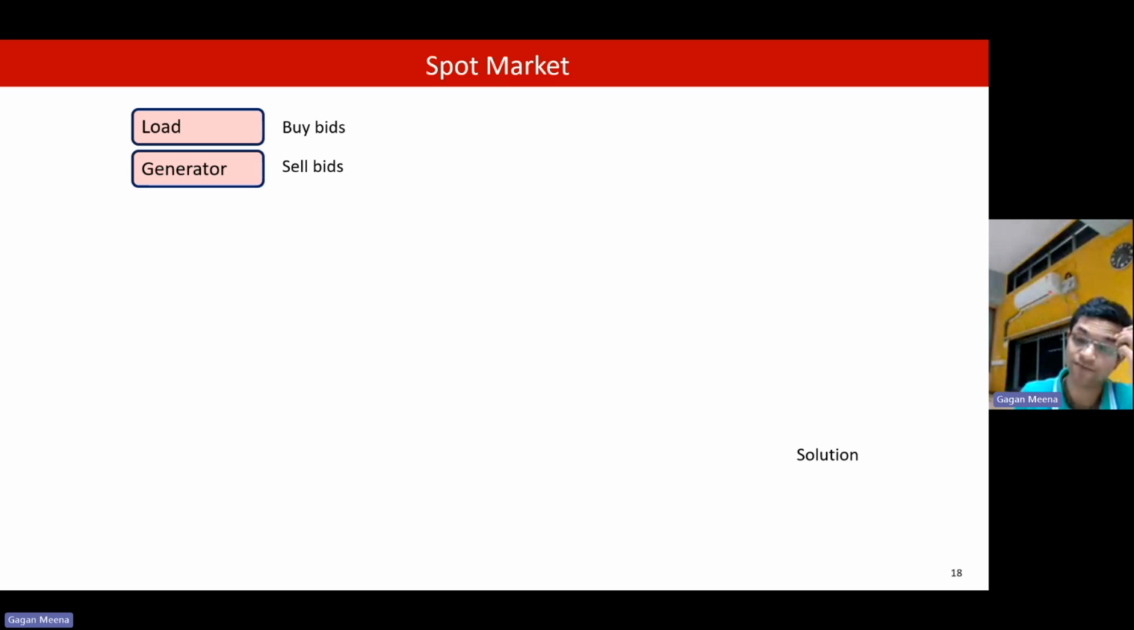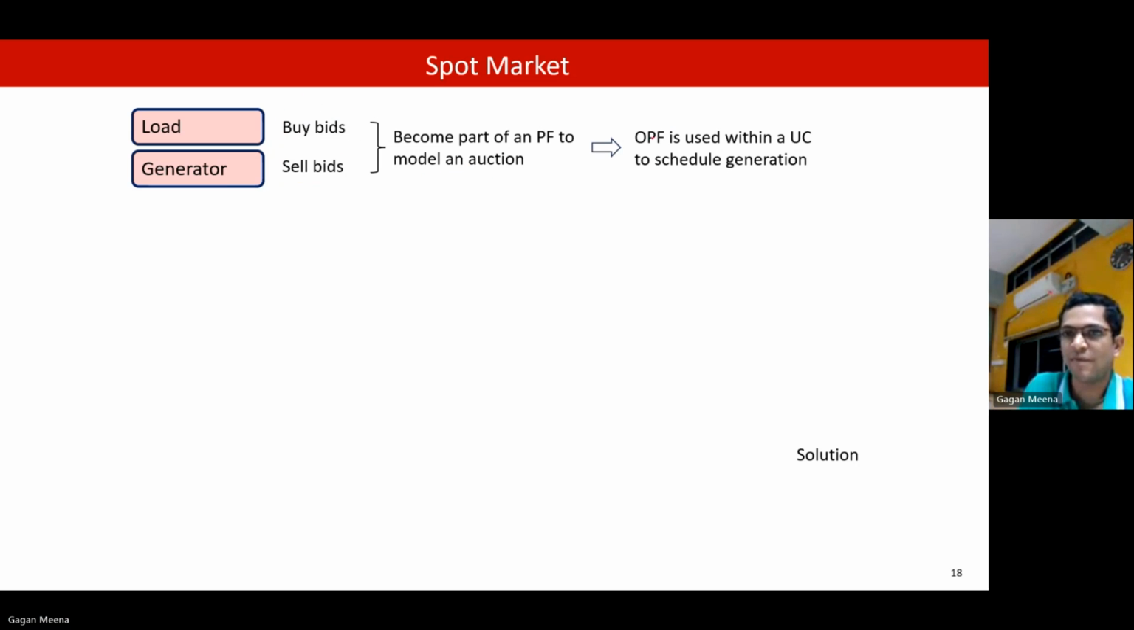In the electricity market, we have a spot market where we can do transactions, we can buy or sell energy for each time block. We have loads and we have generators. The load wants to buy energy, the generator wants to sell energy. And both these buy and sell bids are incorporated into the optimal power flow to model an auction. And then that OPF is used within a unit commitment block to schedule generation.